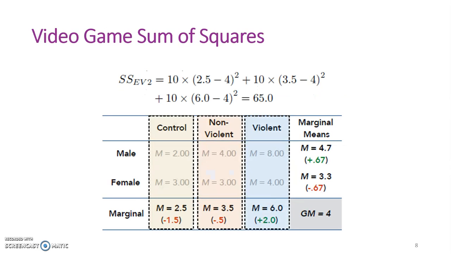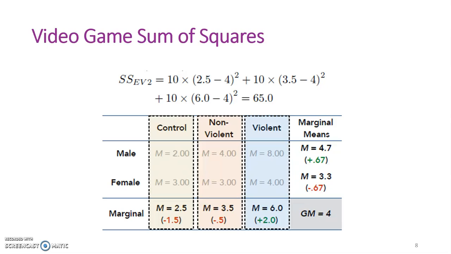Then we do the same thing for video game, but now remember we've got 3 conditions for video game, or levels. And so when we have 30 participants and they're equally balanced over these, that means that there's 10 participants per condition. And so that n is now going to be 10 for each of the multipliers of the between group effects.